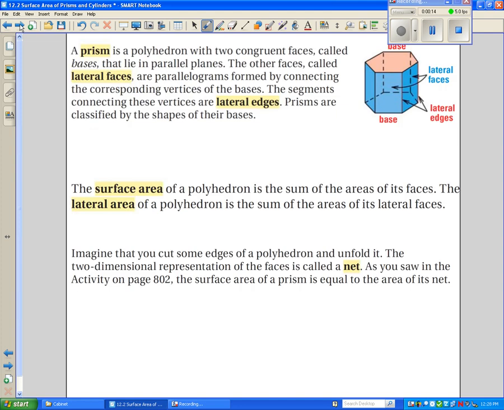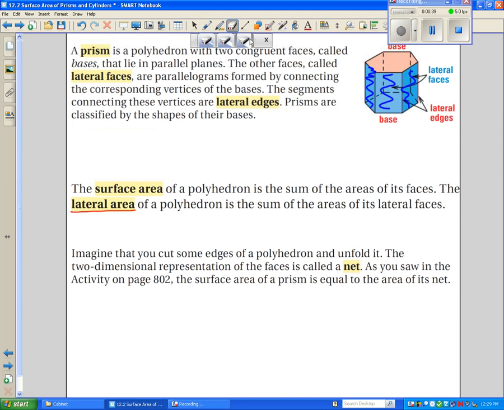Remember that we have lateral faces that are rectangles, and these are called the lateral edges, and our bases. The surface area is the total surface area, the bases and the lateral faces, whereas the lateral area is only the rectangles alone. So just the lateral faces is the lateral area without the bases.